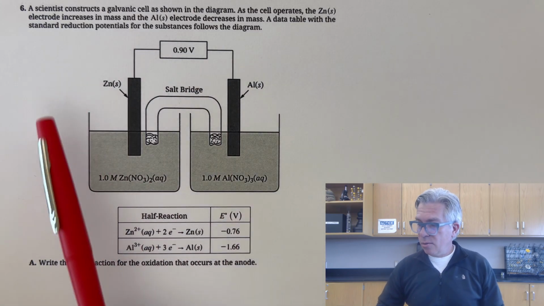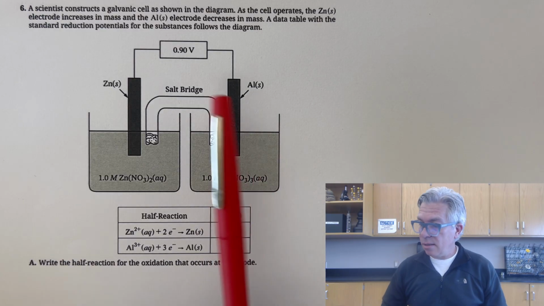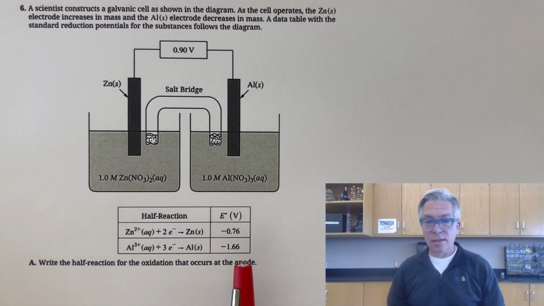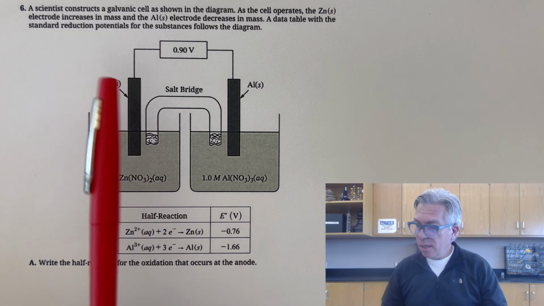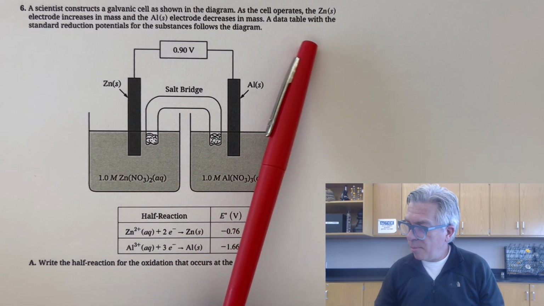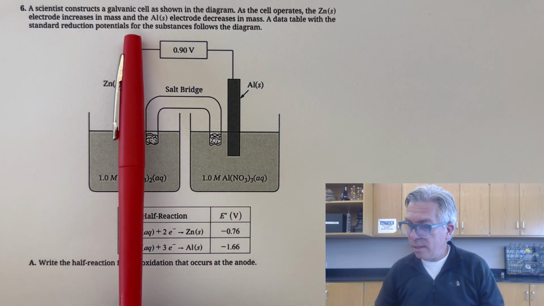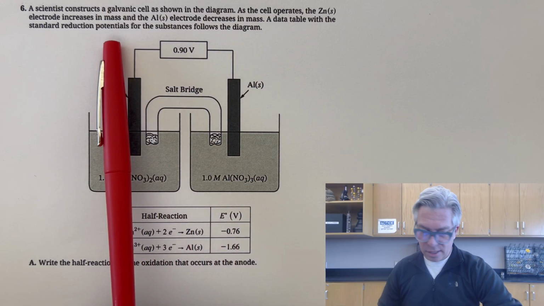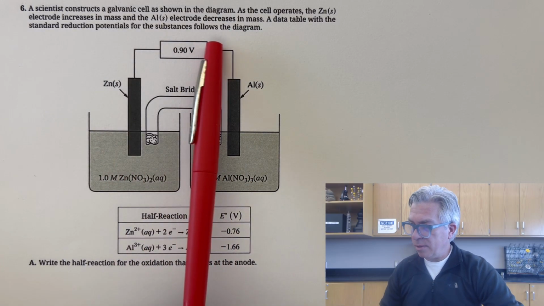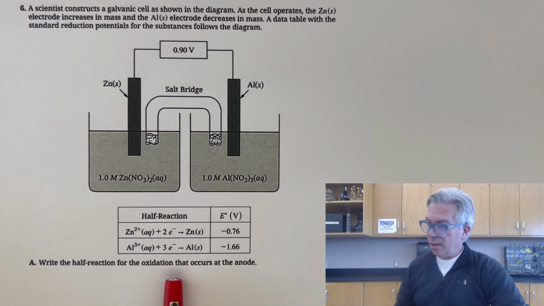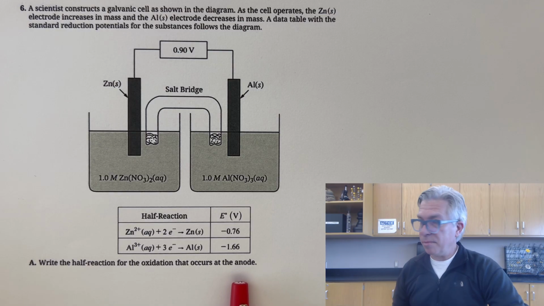As promised, question 6 begins with a galvanic cell that they've drawn nicely for us, along with 2 half reactions and cell potentials down below. Let's read the prompt. A scientist constructs a galvanic cell as shown in the diagram. As the cell operates, the zinc electrode increases in mass and the aluminum electrode decreases in mass. A data table with the standard reduction potentials for the substances follows the diagram. Great. Prompt A, write the half reaction for the oxidation that occurs at the anode.